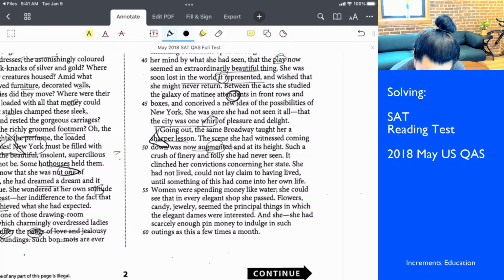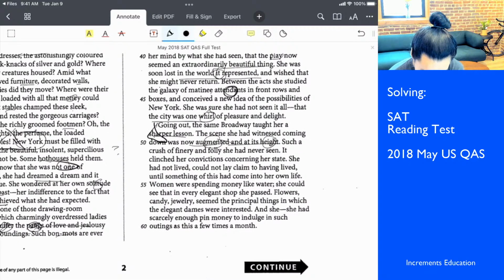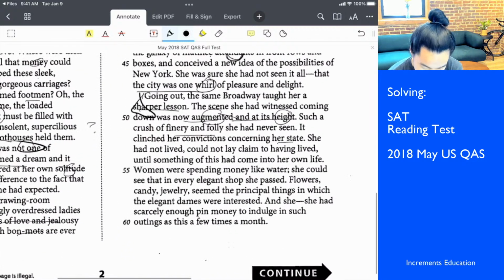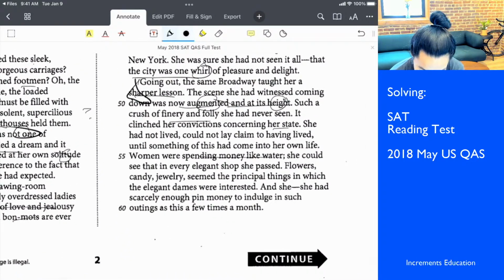Now augmented at its height. Okay, it's even sharper. Such a crush of finery and folly. Beautiful wording. Clinched her convictions concerning her state. She had not lived. New York was where she needs to be. We're spending money like water. Yeah, money, and she had scarcely enough pin money, right?